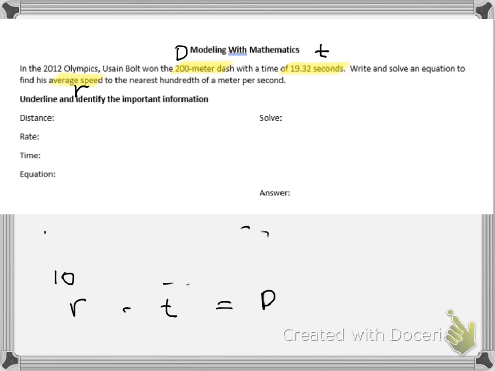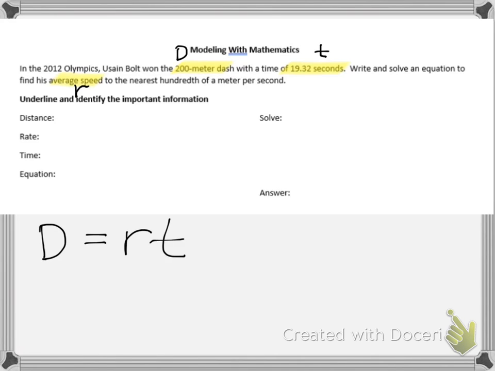Now, I'm going to rewrite that in a slightly different way, because I like to put it this way, because it's helpful to remember it's the DIRT equation. So distance is equal to your rate times your time. So we know his distance was 200. We do not know the rate, so we're just leaving that as R. His time, 19.32 seconds. So if I use my distance equals rate times time, well, that'll be the equation I'm going to use, and we'll substitute it over here.